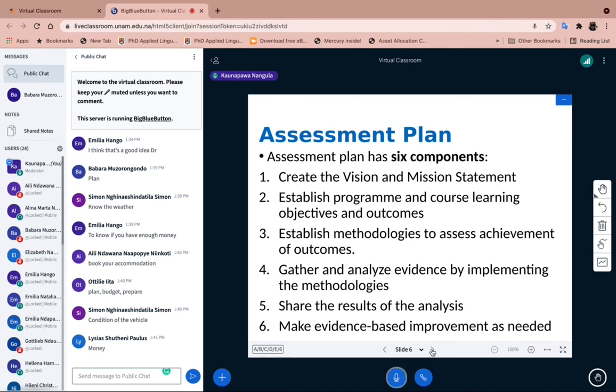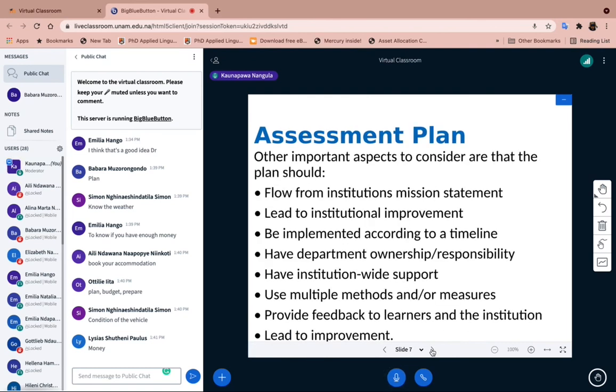Next, the assessment plan has six components. The first one is for you to create a vision and mission statement, and then the next one is to establish program and course learning outcomes and objectives, establish methodologies to assess achievement of outcomes, gather and analyze evidence by implementing the methodologies, and then share the results of the analysis and make evidence-based improvements as needed. All right, we will look at these steps in more detail in a little bit. Like what does that mean exactly? We will find out in a little bit. All right, and then other important aspects that you need to consider are that the plan should, like, what should the plan do?